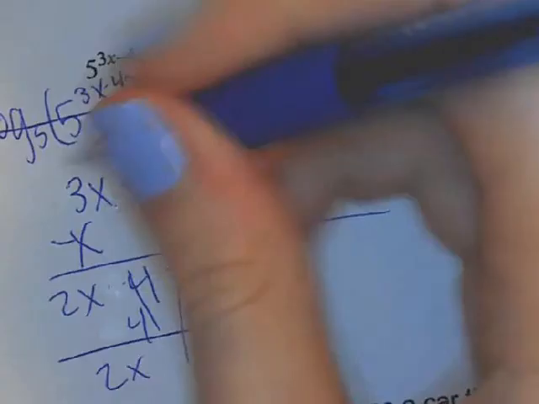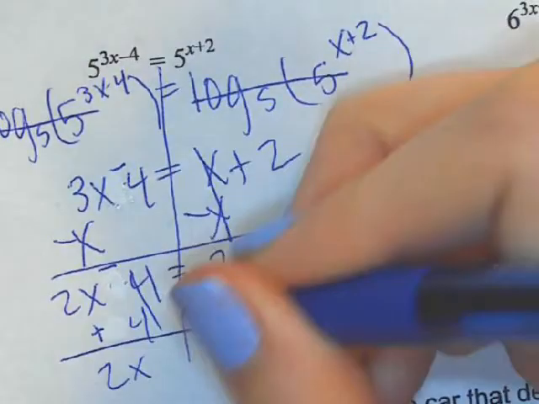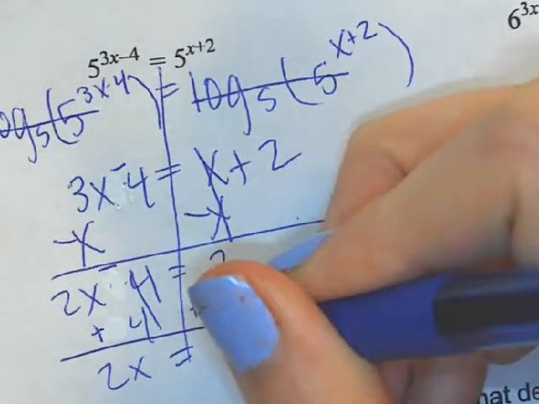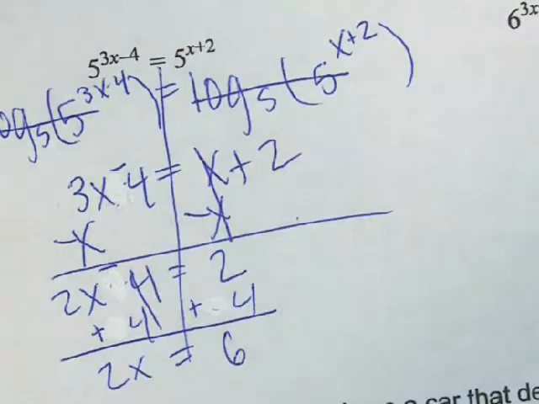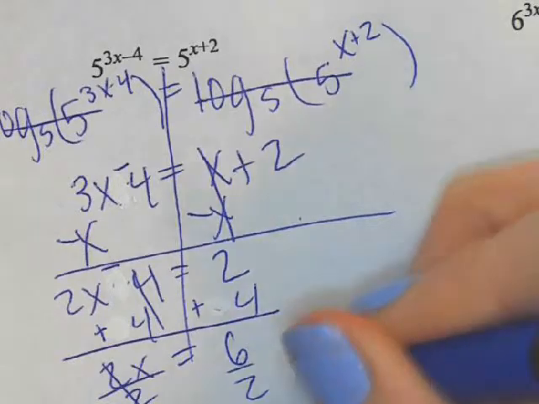So this was a minus 4, which means that we should have added 4. So 4 plus 2 is 6, and then last step is divide by 2, which gives us 3.